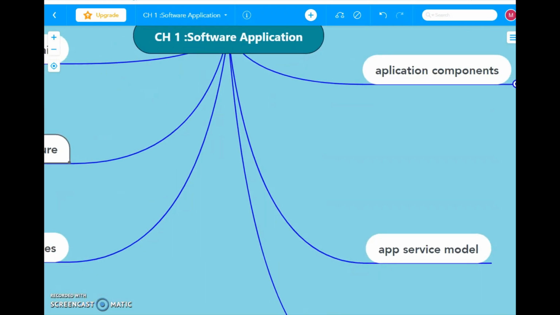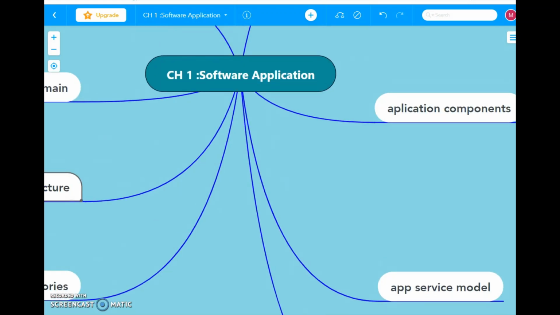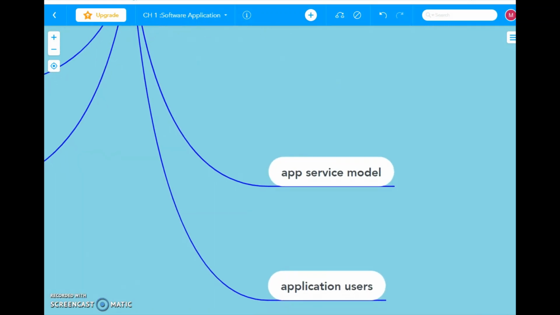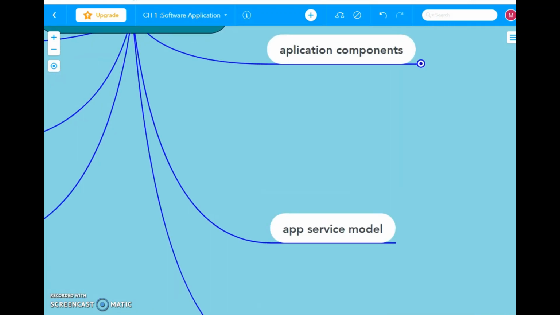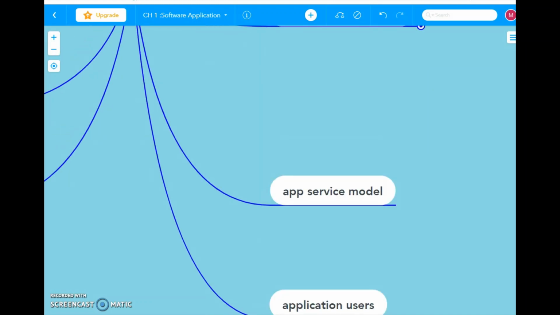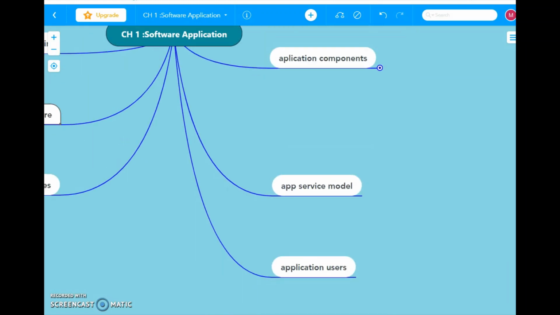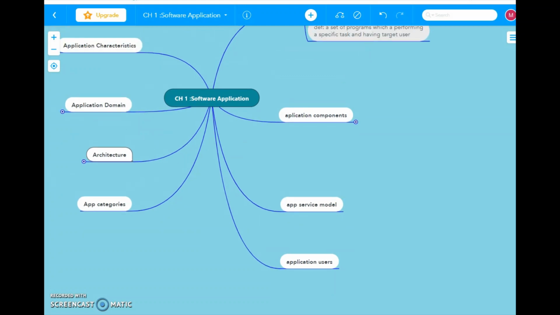Okay, the next topic is application service model. So what is the application service model? Application service model defines how the application is treated during its development and testing phase. Now there are 4 different categories of service models.